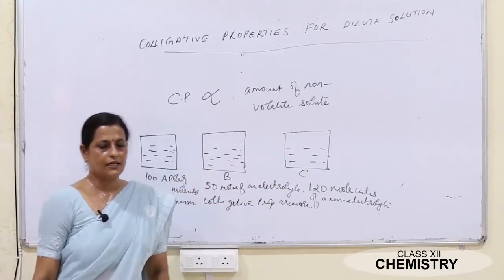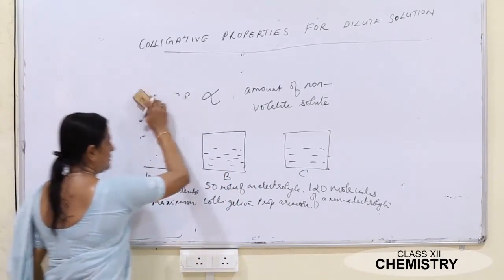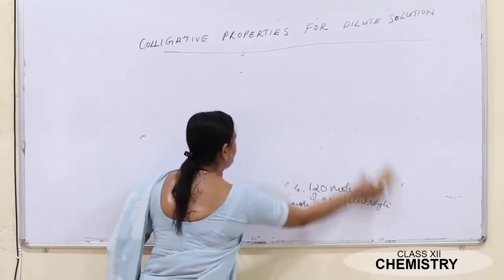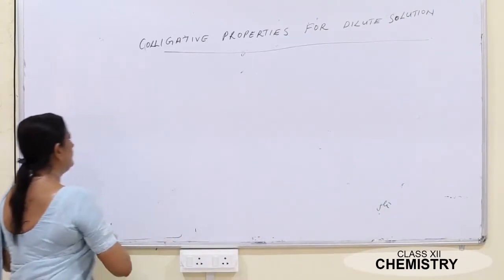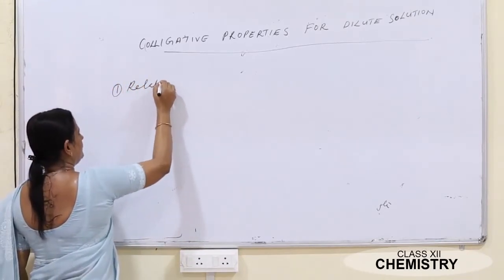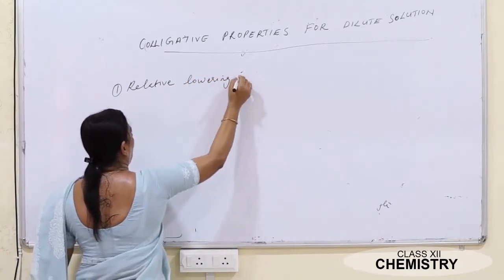So the 4 colligative properties which we have to study this year are as follows. One is relative lowering of vapor pressure.